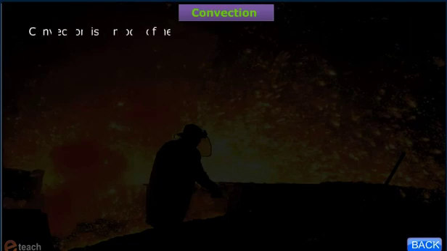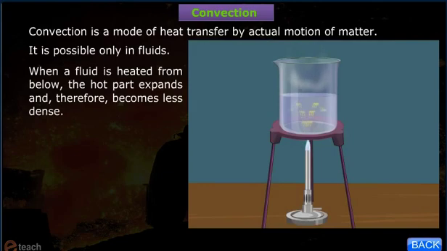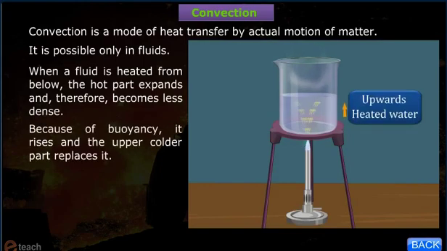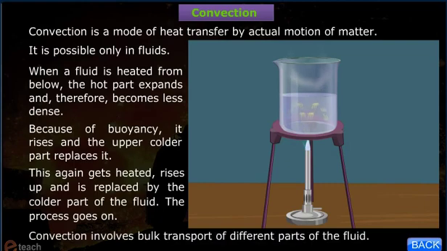Convection. Convection is a mode of heat transfer by actual motion of matter. It is possible only in fluids. When a fluid is heated from below, the hot part expands and therefore becomes less dense. Because of buoyancy, it rises and the upper colder part replaces it. This again gets heated, rises up and is replaced by the colder part of the fluid. The process goes on. Convection involves bulk transport of different parts of the fluid.